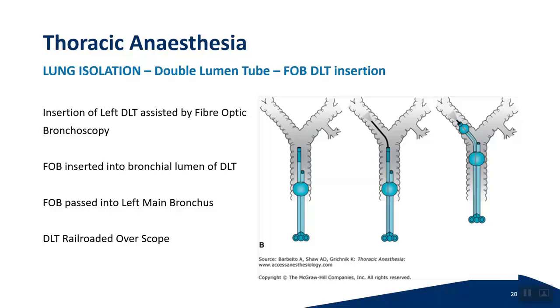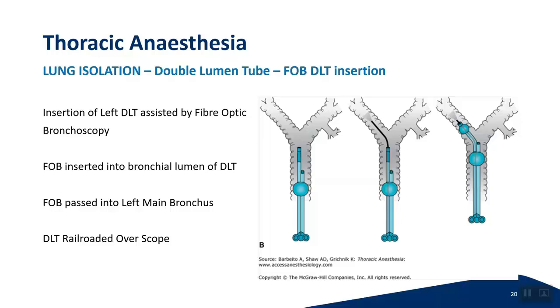The bronchoscope is passed into the right or left main bronchus and finally the DLT is railroaded over the bronchoscope into position. Insertion of DLTs under direct bronchoscopic guidance has the advantage of allowing any anatomical or pathological abnormalities of the major airways to be detected at the point of insertion. This can avoid accidental trauma to the airways.